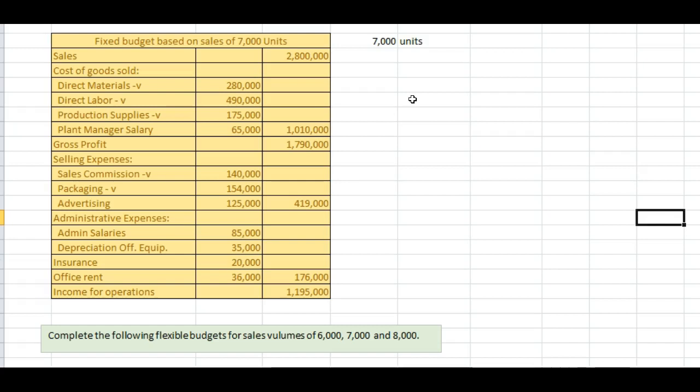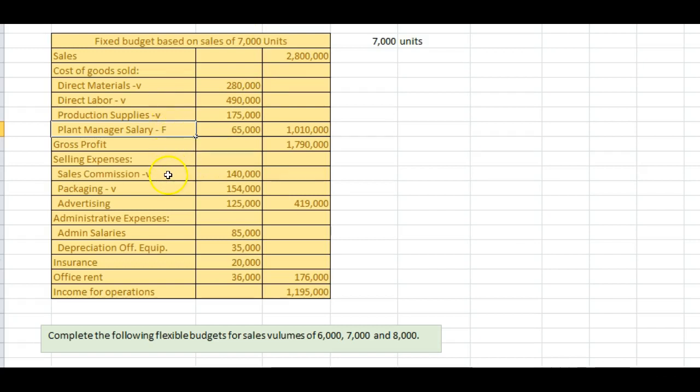So let's distinguish variable cost. Well, we know direct materials would be a variable cost. Direct labor, yes. Production supplies are related directly to the product, so they would vary also. The plant manager's salary wouldn't. That would be a fixed cost, right? No matter how many I make, I've got to pay him that amount of money. So that's fixed, and that's out of our cost of goods sold.